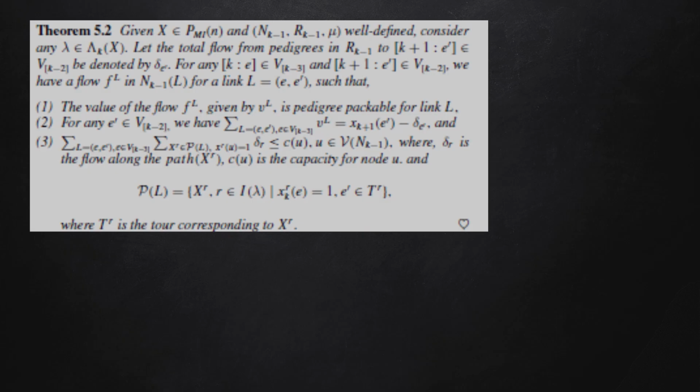Theorem 5.2 is the main result of this episode. This theorem asserts that any flow along an arc L in F_k is pedigree packable. And for any given E', we can have feasible flows along arcs L such that the net requirement at E' is satisfied, that is, after subtracting the total flow from rigid pedigree nodes in F_k, namely, delta prime. Finally, the pedigree pack consists of all pedigrees, X^r, active for a lambda in capital Lambda_k of X, such that x_k^r of E equals 1 and E' has a generator in the pedigree X^r.